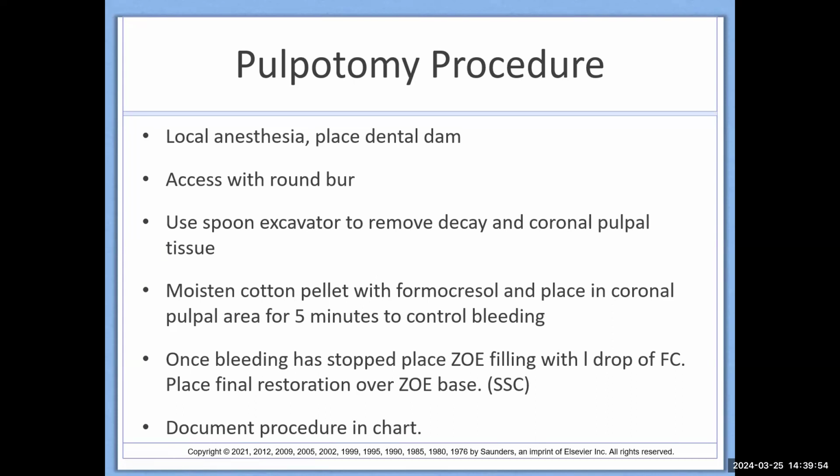Then you get your cotton pellets, okay, and moisten it a little bit with the formocresol. Place it in that area for 5 minutes, so you can control the bleeding. Now, this is similar to the hemodent, if you remember, but it's not the same thing, but it's similar to that. Once the bleeding is stopped, then you take out the ZOE filling with a drop of the formocresol, and you place the final restoration over the ZOE base.